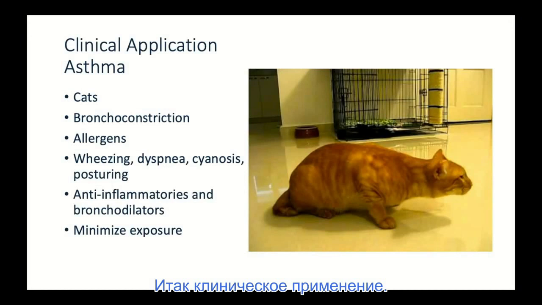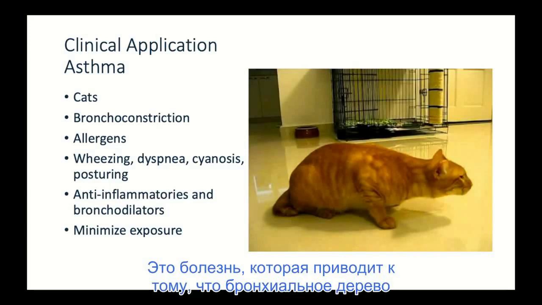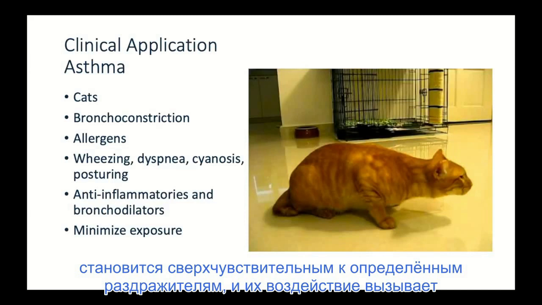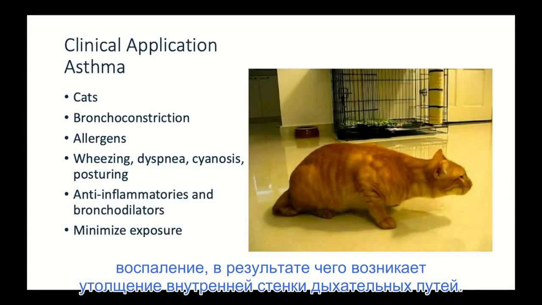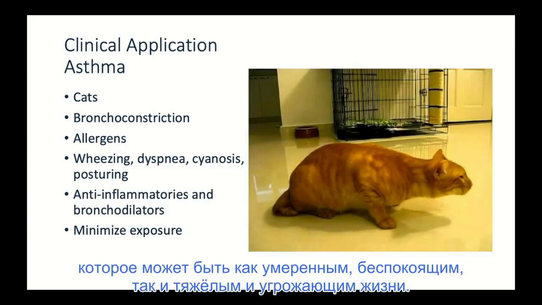So, clinical application. Asthma is a common finding typically in cats. It's a disease that causes the bronchial tree to become overly sensitive to certain irritants, and exposure causes inflammation with resulting thickening in the lining of the air passageways. It also often produces excess mucus and bronchoconstriction that can range from mild and annoying to severe and really life-threatening.